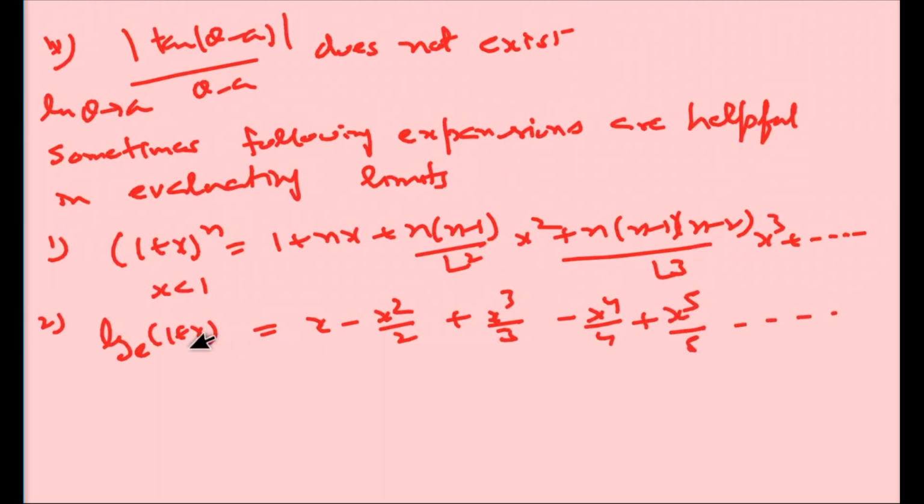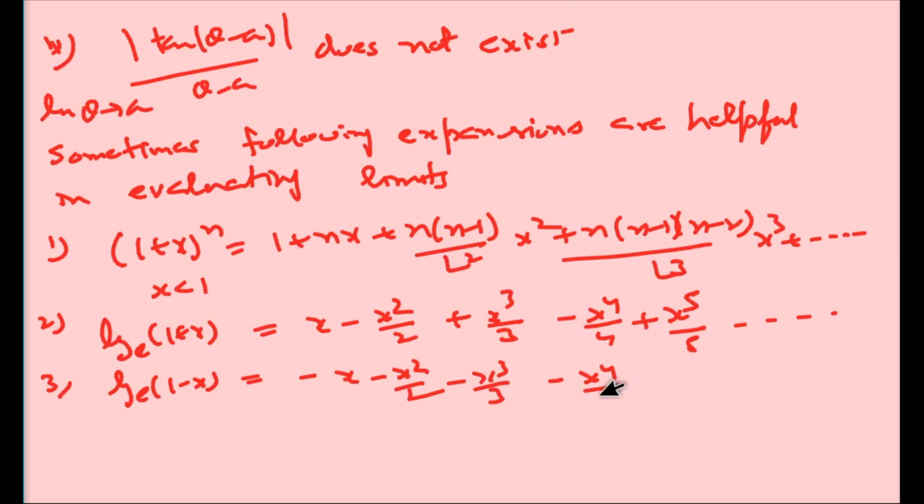Okay, if you put here minus x, so put minus x square, minus x cube, all the terms are negative, so we can find the next one for minus x, that is minus x square by 2 minus x cube by 3 minus x to the power 4 by 4 minus x to the power 5 by 5 minus and so on.